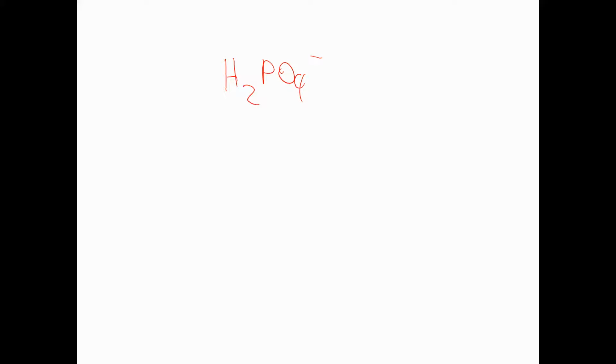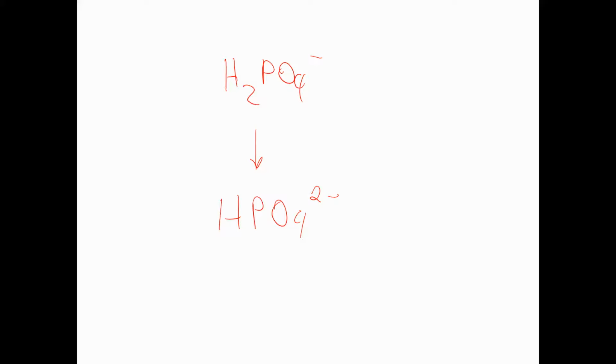So if I'm asking you what the conjugate base is, that means this is a what? Acid. This is an acid. So what is its conjugate base? What is the definition of an acid? Okay, so what's the conjugate base? H3PO4. HPO4. Yes.